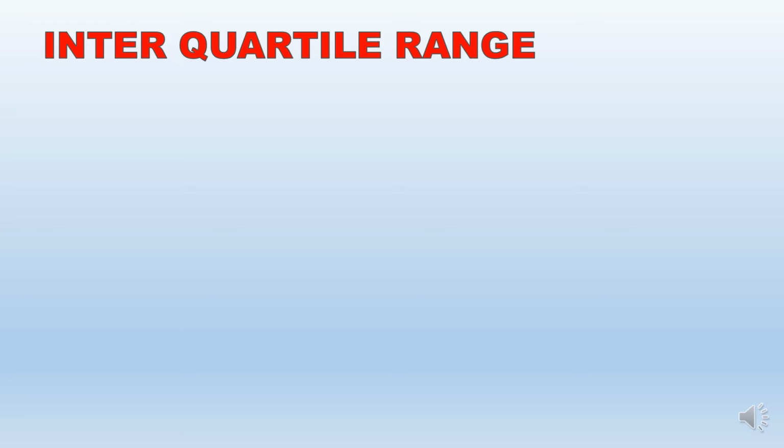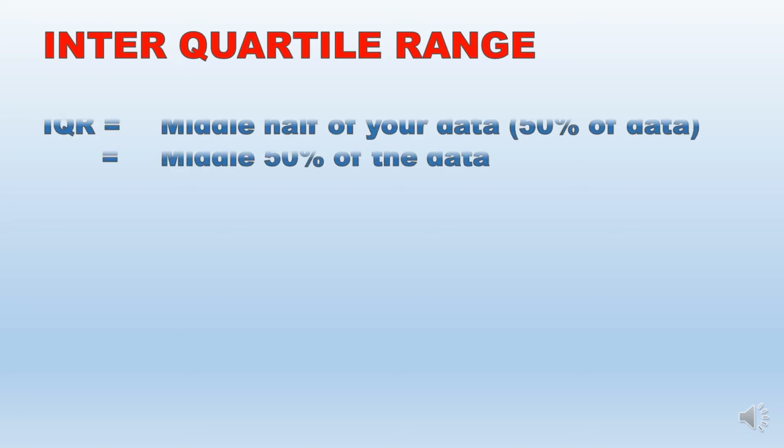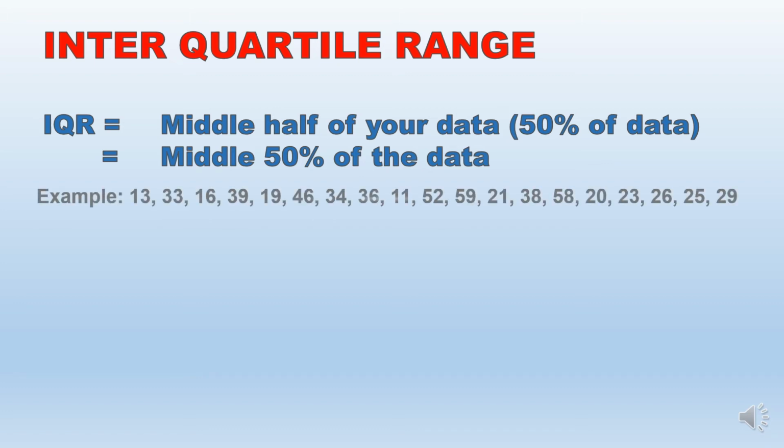Now we will move to the interquartile range. The interquartile range is also widely used, and it indicates the middle half of your data. Middle half means the middle 50% of the data. Now we will see it with an example. I gave some data points, 19 data points here. We need to calculate the interquartile range.